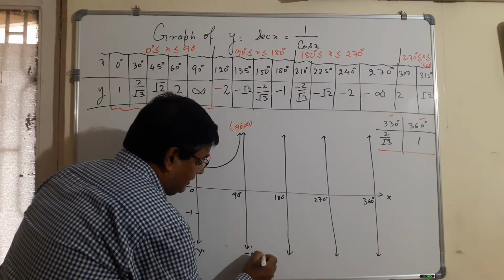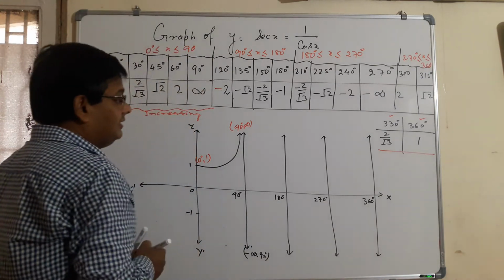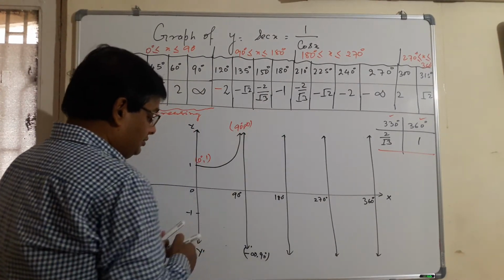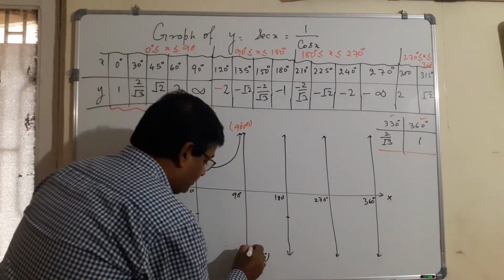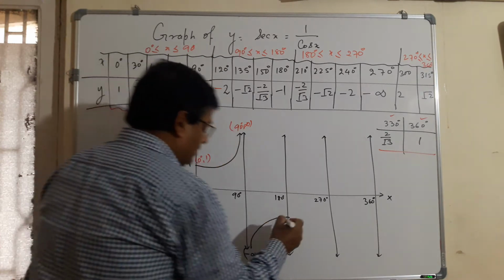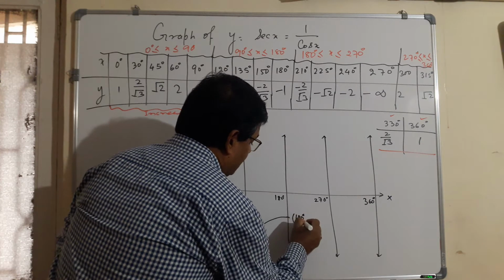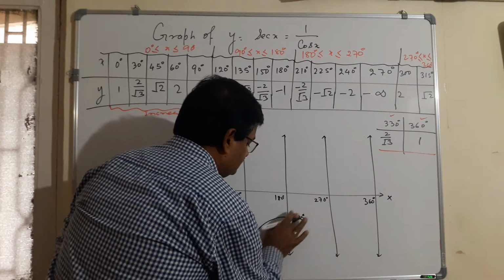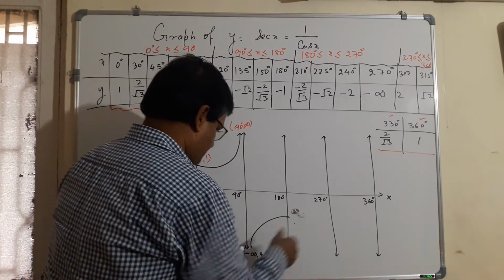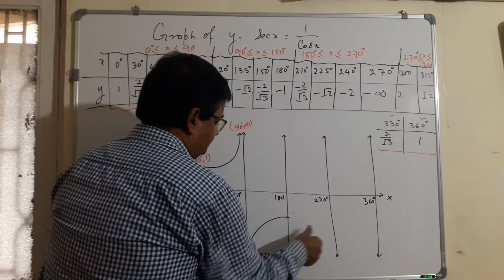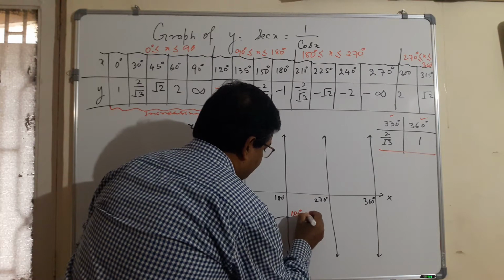Slightly greater than 90 is minus infinity. When 180, you will reach minus 1. So the curve will go like this. Here at 180 degree it is minus 1.